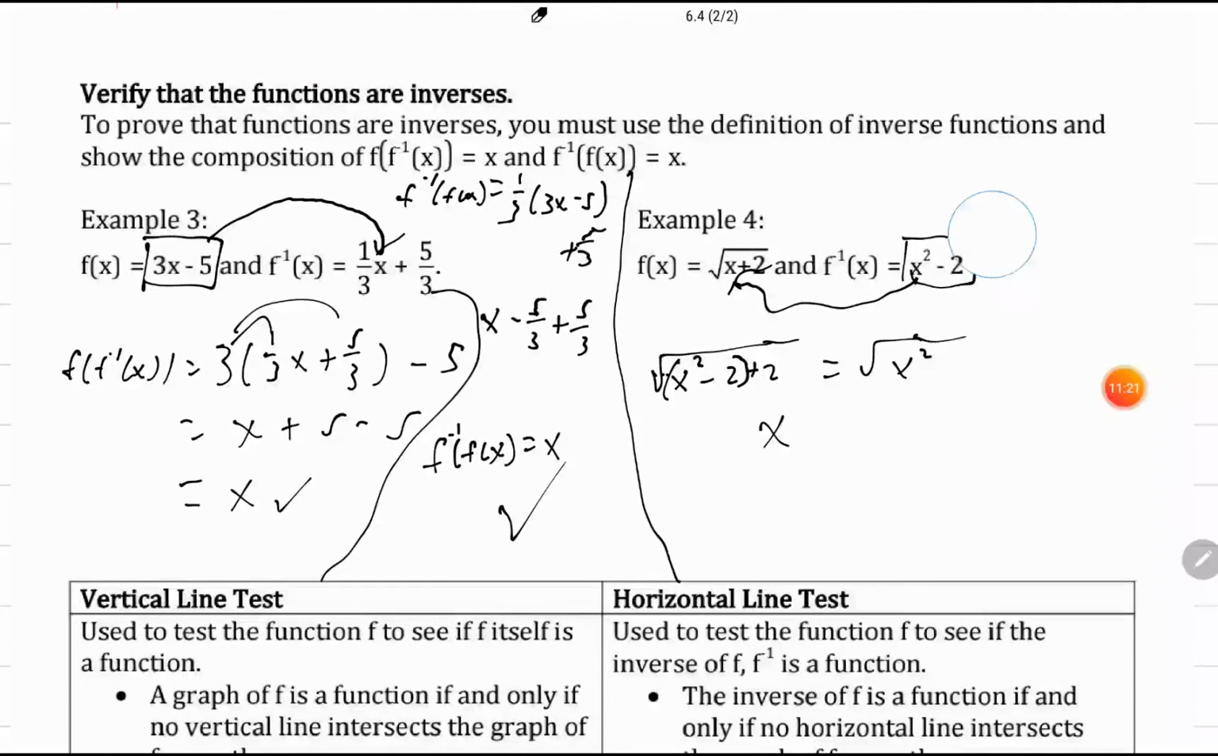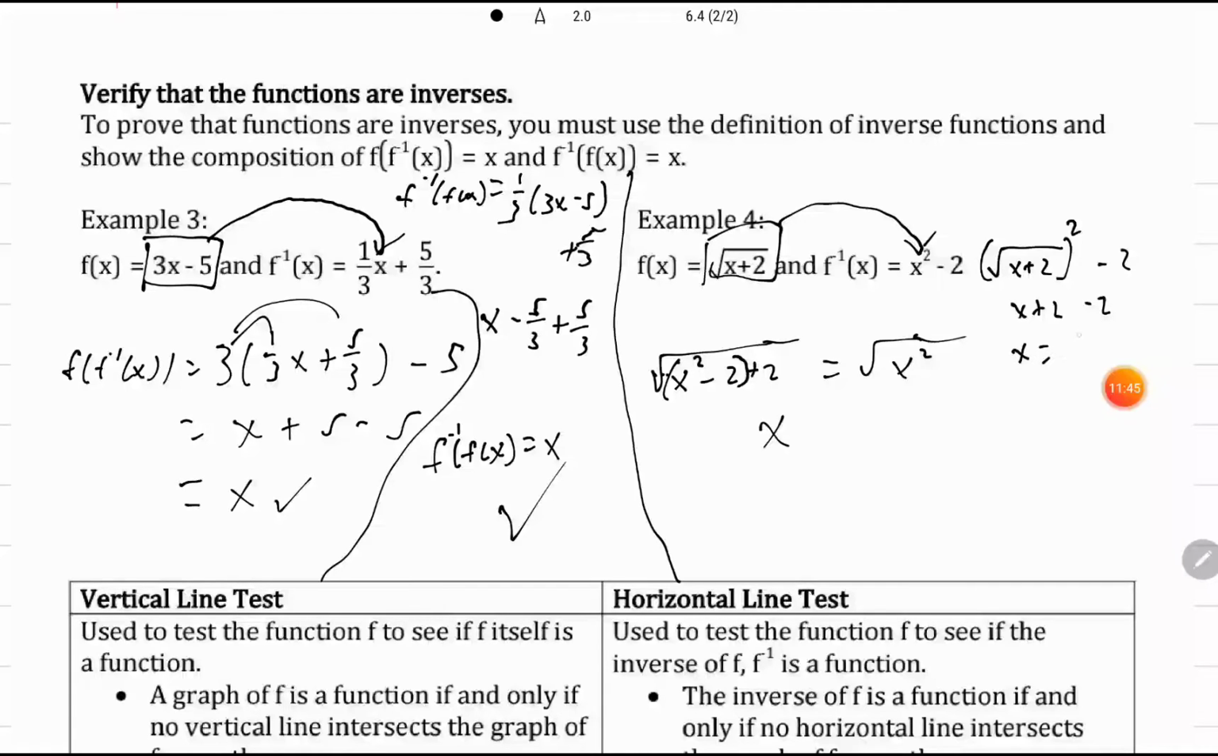Now we're going to go the other way, plugging this into that. So we have the square root of x plus 2, in parentheses, squared, minus 2. Square root and squared cancel, so I get x plus 2 minus 2. It's just x. 2 minus 2 is 0, so x. So that, boom, boom, they are inverses of each other.